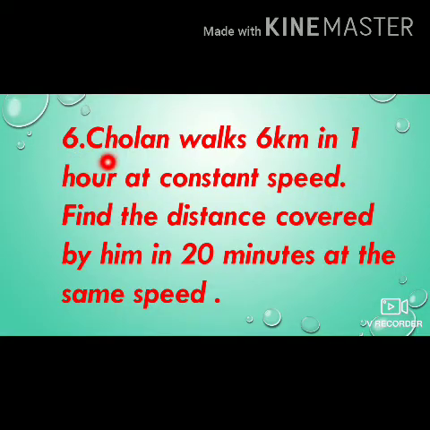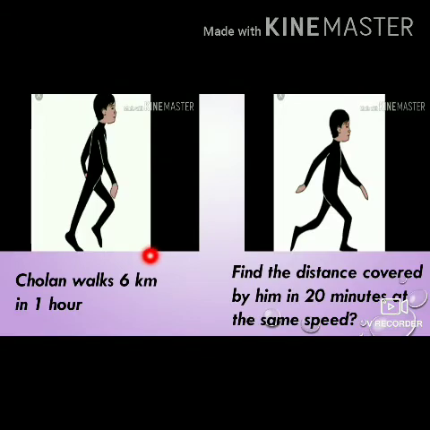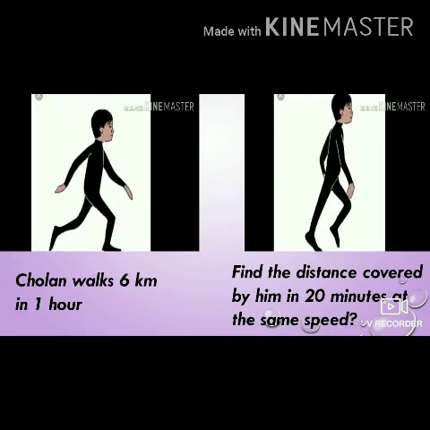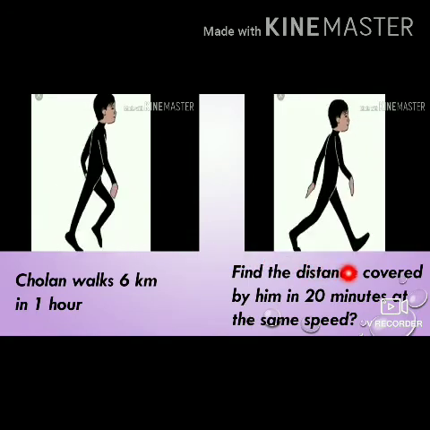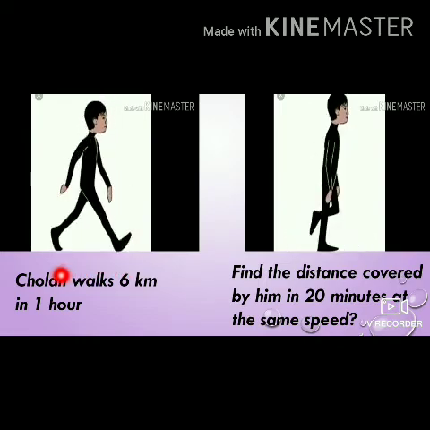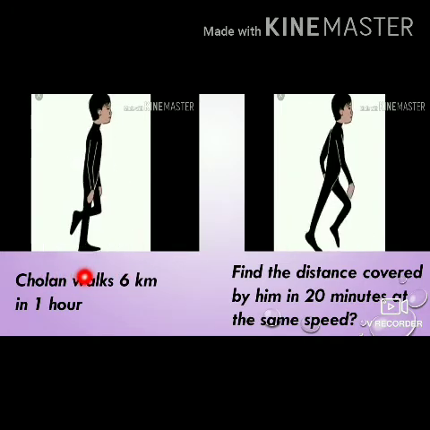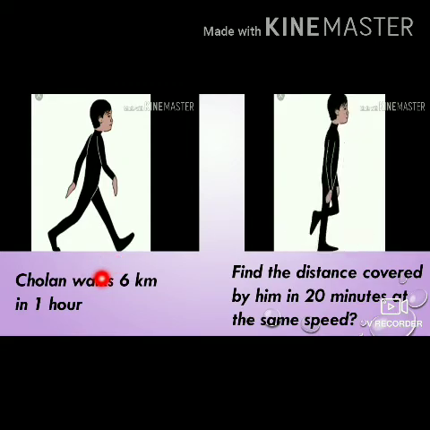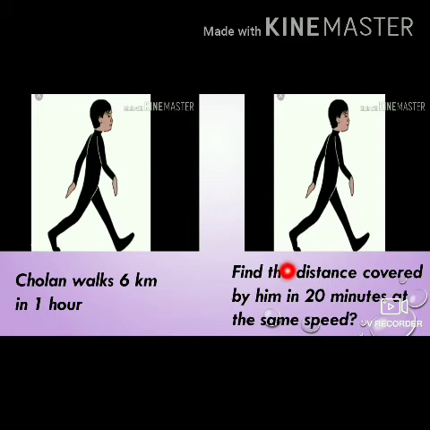Sixth sum. Cholan walks 6 km in 1 hour at constant speed. Find the distance covered by him in 20 minutes at the same speed. Cholan walks 6 km in 1 hour and you have to find the distance covered by him in 20 minutes at the same speed. See, here Cholan walks 6 km in 1 hour. It represents that in 60 minutes he walks 6 km. 1 hour is equal to 60 minutes. You have to find for 20 minutes.